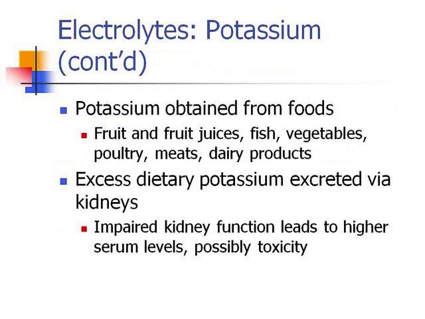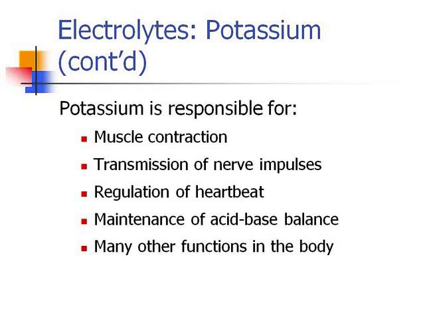Where do we get it? Fruit juices, fish, vegetables, poultry, meat, dairy products. We talked about this with Chapter 25. If the person eats too much and their kidneys work, it's excreted through the kidneys. However, if their kidneys are impaired in any fashion, eating too much potassium can lead to possible toxicity, very high levels of potassium and toxicity reactions. Potassium is responsible for muscle contractions, transmission of nerve impulses, regulation of the heartbeat, maintenance of acid-base balance, and many other functions in the body.